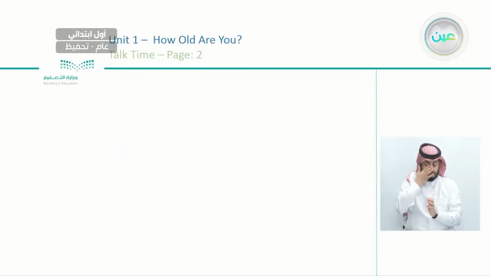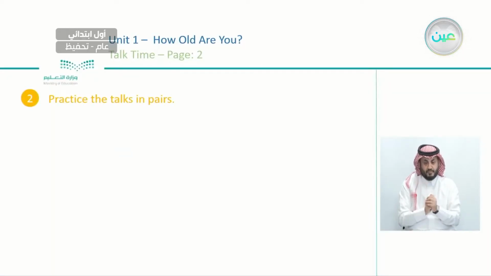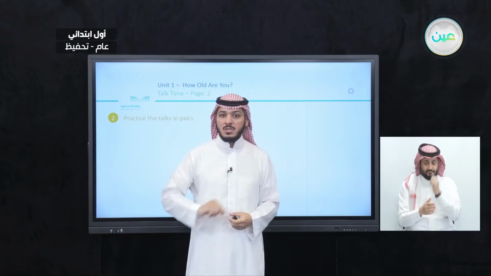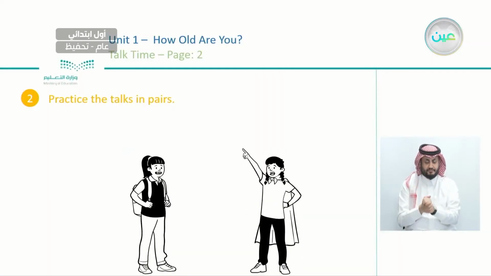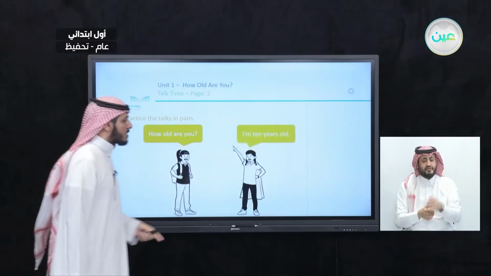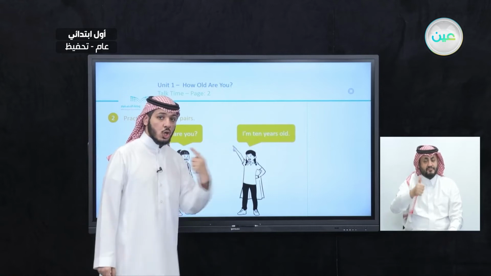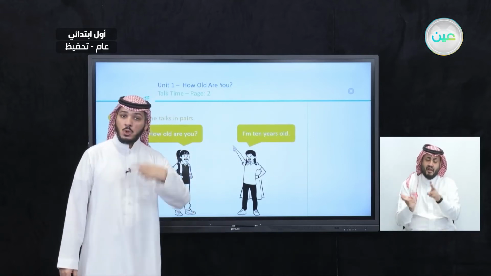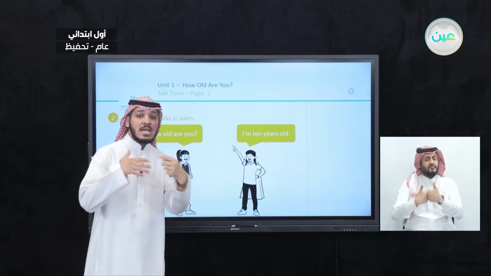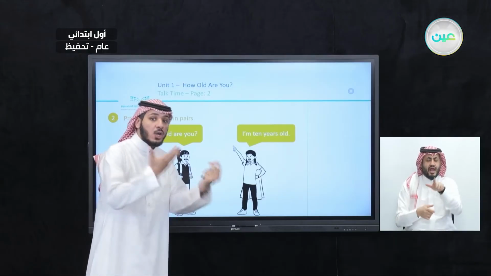Excellent. Now, number 2, practice the talks in pairs. Practice in pairs, so you and another person with you. Now, we have 2 students here. The first one will say, how old are you? And the other person will answer, I'm 10 years old. So you can ask your friend, your brother, your sister, your mother, your father. You can ask anyone, how old are you?